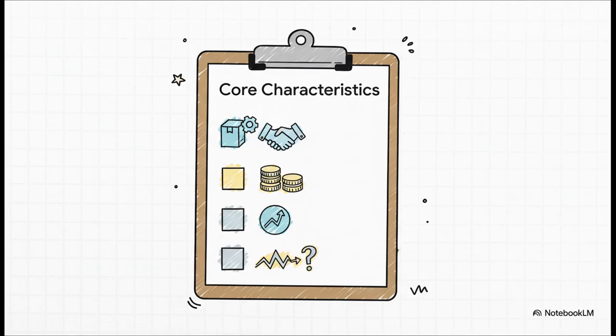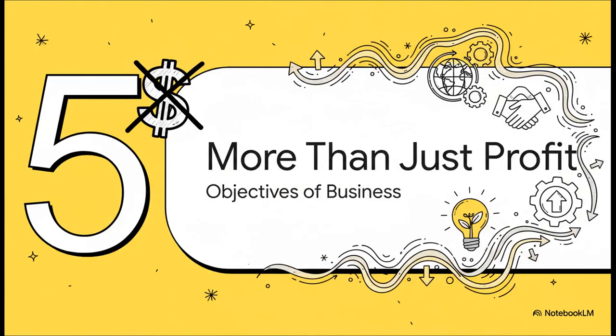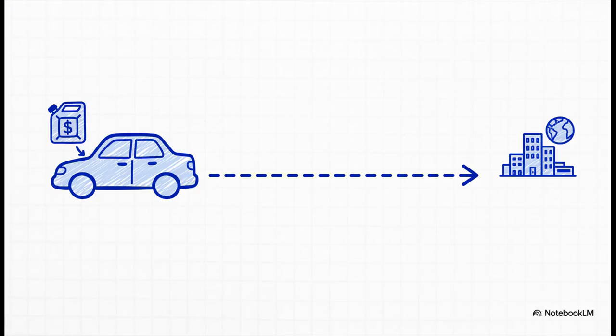So yeah, the big takeaway here is that for something to officially be called a business, it has to check all of these boxes. It's got to be dealing in goods or services, there has to be a sale, you need some kind of investment, the goal has to be profit, and this is a big one, there has to be risk and uncertainty involved. But hang on a second. Is profit really the only thing that matters? I mean, sure, it's essential for a business to survive, but the actual purpose of a business, that can be much, much bigger. The best way to think about it is like this.